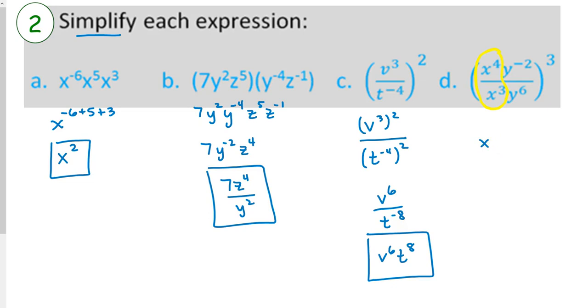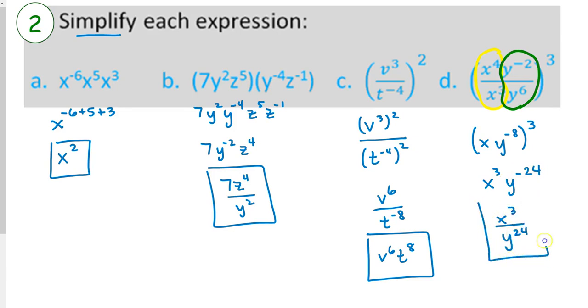And then I choose to simplify the y to the negative 2nd over y to the 6th, subtract the powers, and that gives us y to the negative 8th. And then I still need to raise that to the 3rd. So now I'll raise it to the 3rd, and I get x cubed y to the negative 24th. And because we have a negative exponent, we need to change this to x cubed over y to the 24th power. Okay, so that's a bit of practice with those exponent properties.